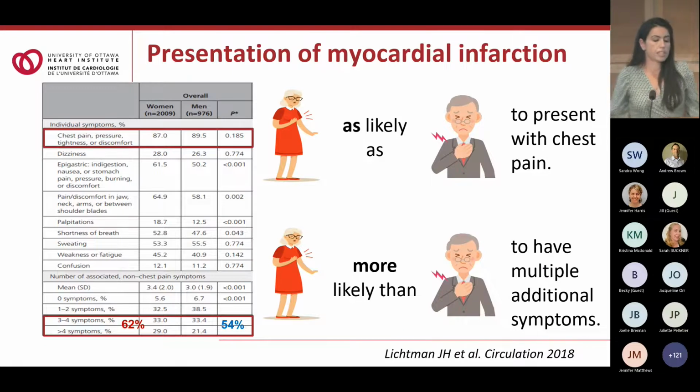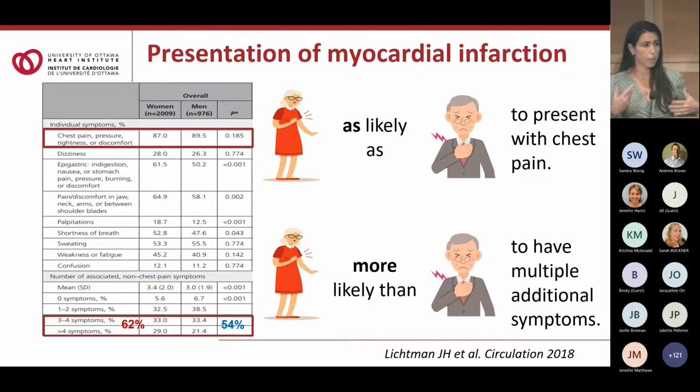The other important study that I wanted to show you about the presentation of myocardial infarction is this one. Again, people talk about women having different symptoms, not having chest pain. As you can see on the top line here, the proportion of men and women presenting with a heart attack with chest pain was the same. So that's not different. What truly seems to be different between men and women, as you can see at the bottom, is that women are more likely than men to have 3, 4, or more additional symptoms to the chest pain at the time of the presentation.